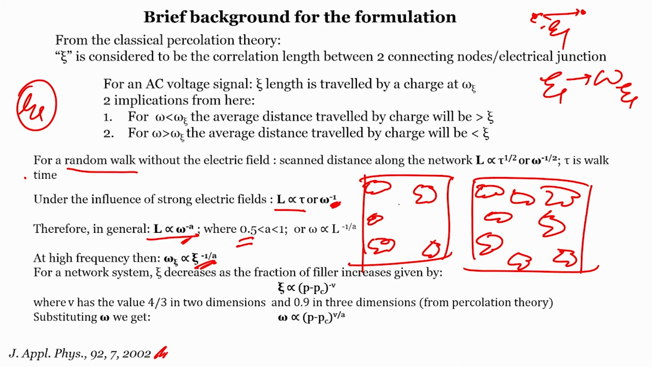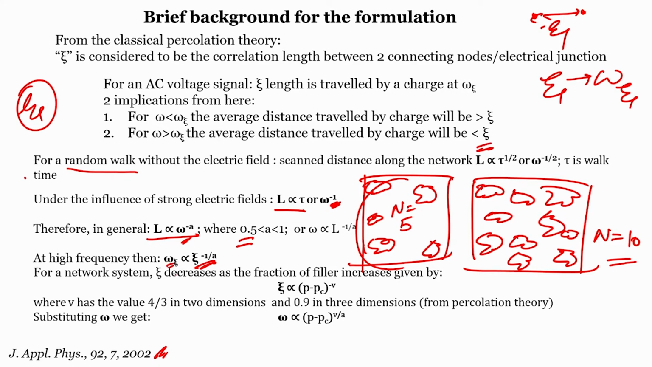So in this case, let's say there are 5 conducting islands, n equal to 5, and in this case there are n equal to 10. So it is almost double that of the number of islands present in this particular case. So what do we see from this particular aspect when trying to correlate it with the correlation length and the correlation frequency?